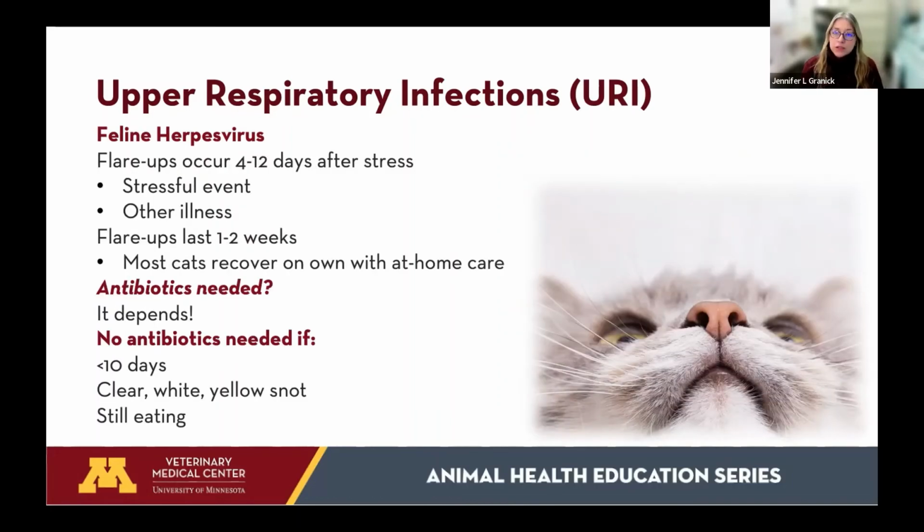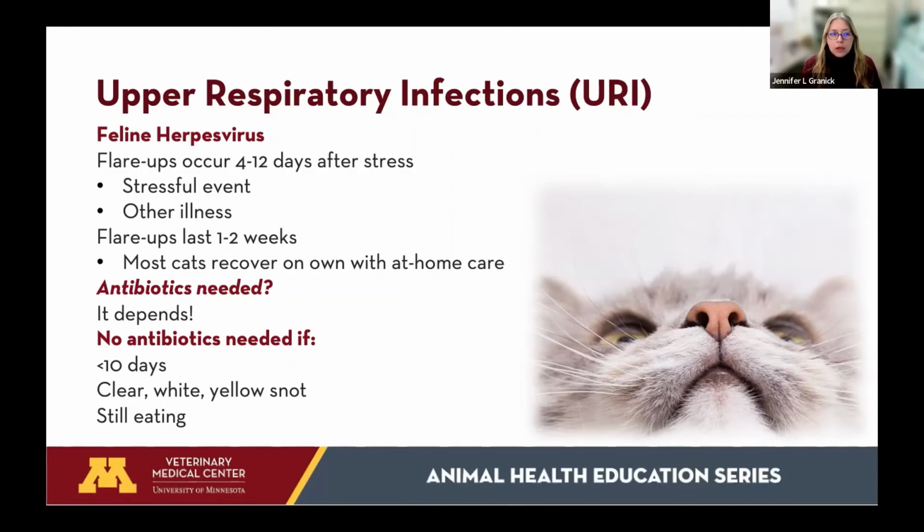But during stressful times, herpes virus can flare up. So when a cat's stressed, their immune system is not holding that virus at bay. And about 4 to 12 days after that stressful event, we can see a flare of herpes virus, and we'll see things like a snotty nose, nasal discharge, maybe weepy eyes, sneezing. Most cats will recover from that on their own in about 1 to 2 weeks with some supportive care at home. So when do we need antibiotics?